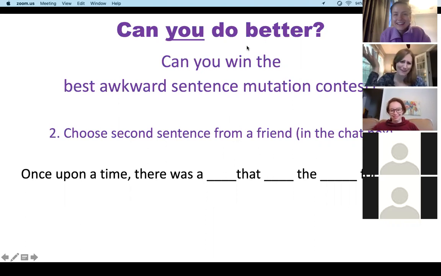Maybe that would work. Just for the benefit of everybody, in case you cannot read the chat, Vanessa's sentence was once upon a time there was a man that danced the jig for fun, and Bailey's was once upon a time there was a cow that ate the grass for days. So comparing those original sentences to the mutated ones, let's take a vote. Do you think that the mutations helped the sentence or weakened the sentence?